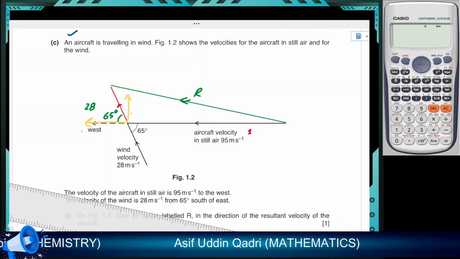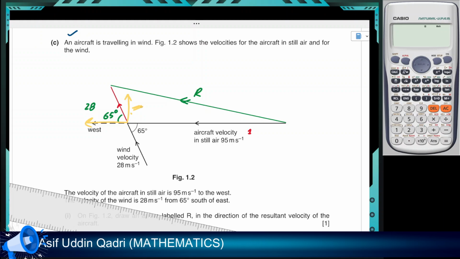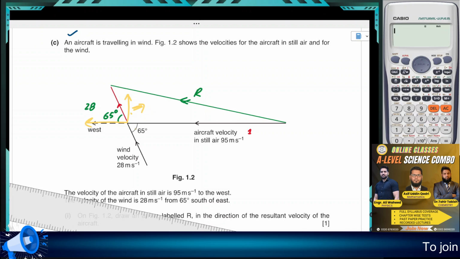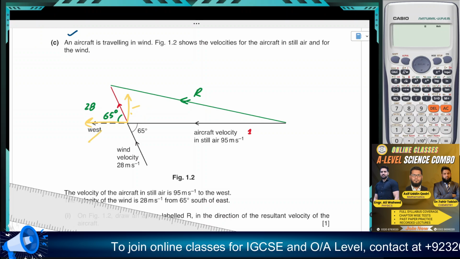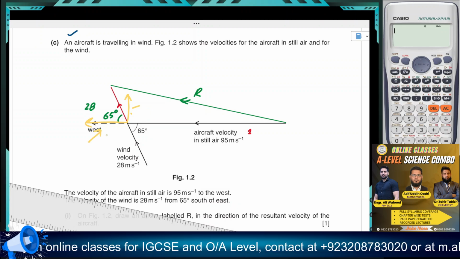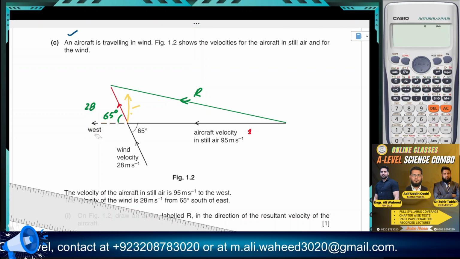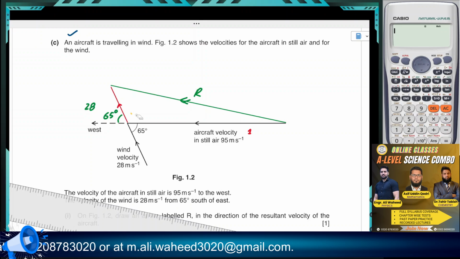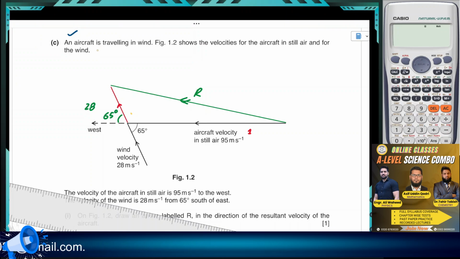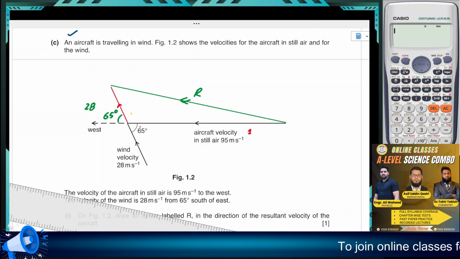So you see, one of the components, this component, is not going to directly affect the aircraft velocity, but the other component, the one to the left side, is actually in the same direction as the velocity of the aircraft. And hence the resultant velocity increases. So this is for the vector triangle.